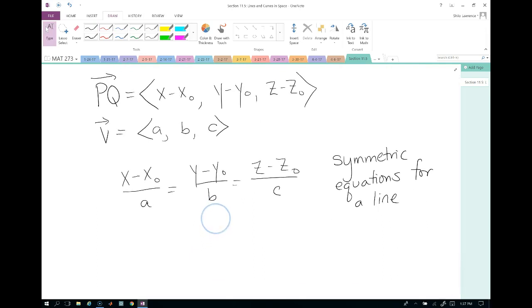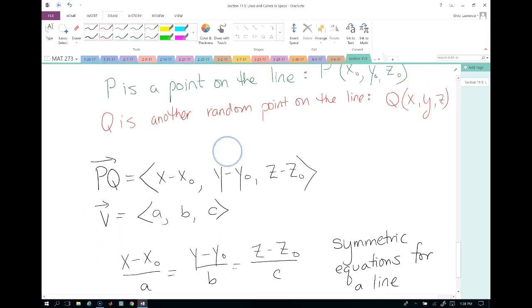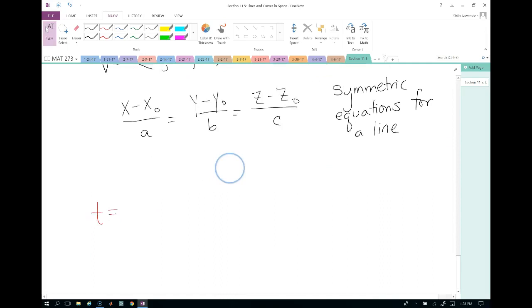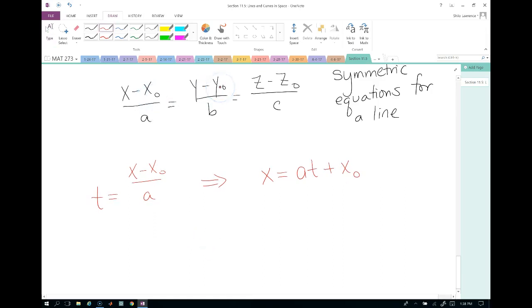equal. Let's suppose that that ratio is equal to t, because we want to introduce a variable that allows us to move infinitely in both directions on this line. So let's say t is the value of that ratio. If we solve this equation for x, so we're going to multiply the a over and add the x sub 0 over, that leads us to x is equal to a times t plus x sub 0. And we're going to do this for each of them because all these values are equal, so they'll all equal t.